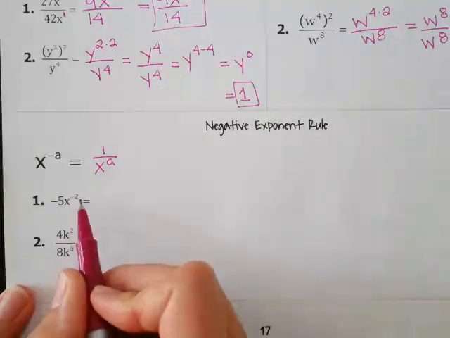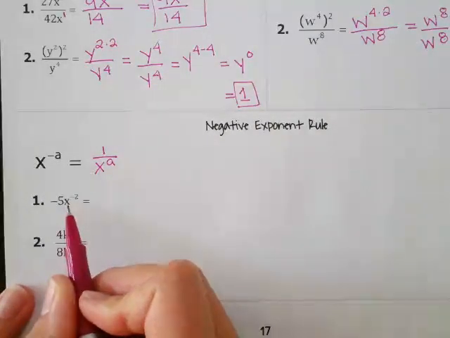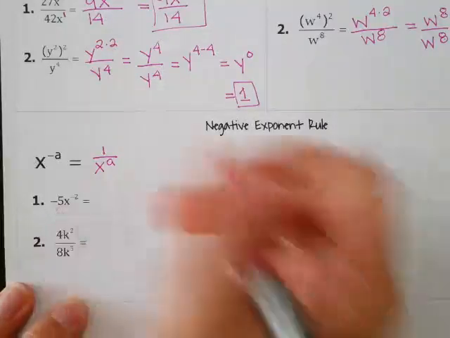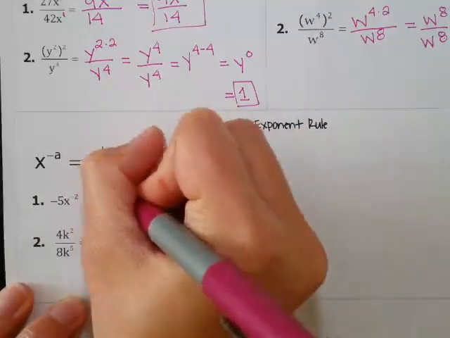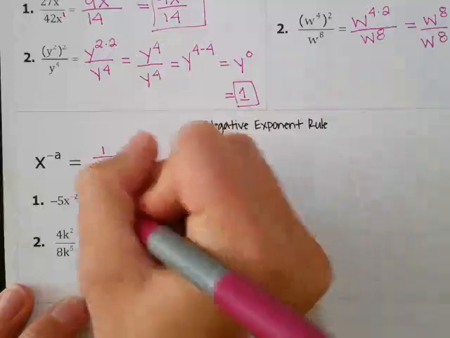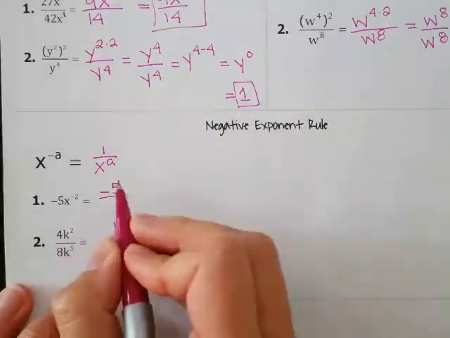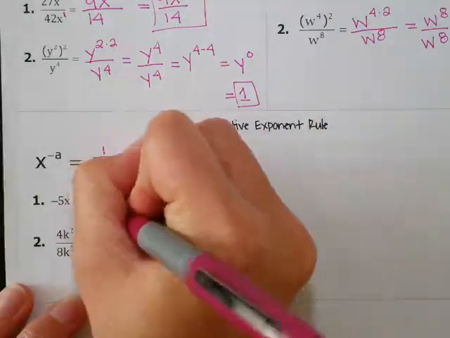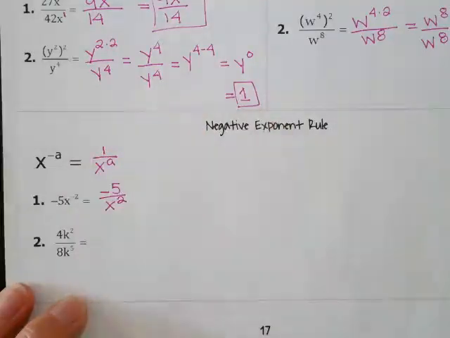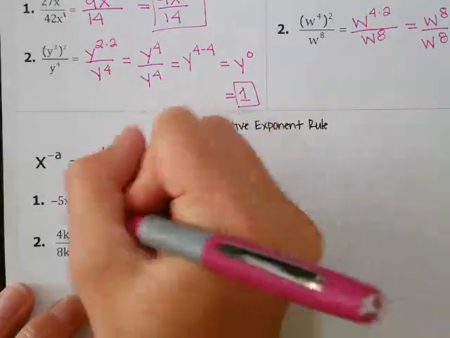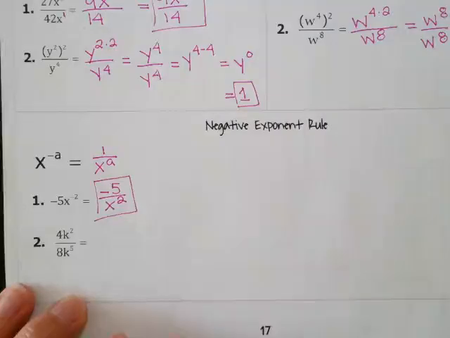All right, that negative 2 here is attached to the x. I'm going to keep that negative 5 in the numerator. Not touching that, but I'm going to bring that x, the negative 2, down to the denominator, but I'm making that 2 now positive. That's our answer for that one.